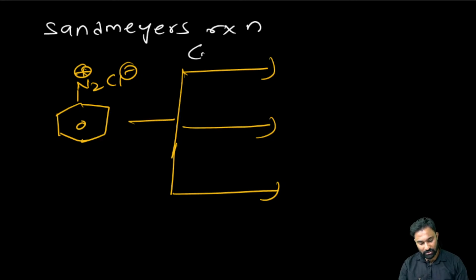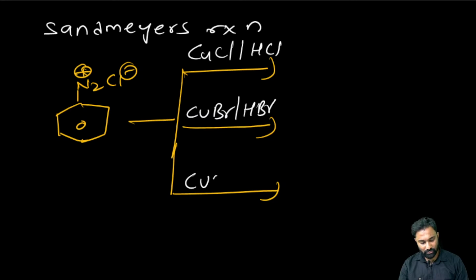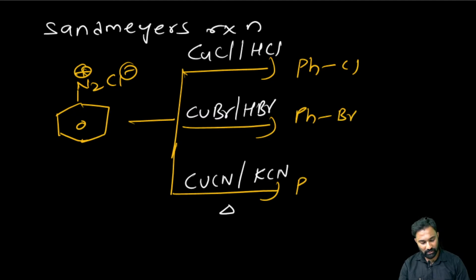Here it is CuCl in the presence of HCl. Here it is CuBr in the presence of HBr. Here it is CuCN in the presence of KCN, with heating. My dear friends, here you will get chlorobenzene. Here you will get bromobenzene. Here you will get benzonitrile. And N2 gas will be released.